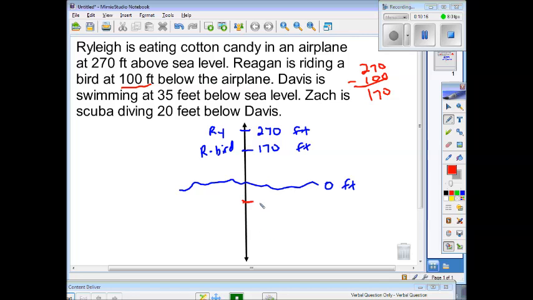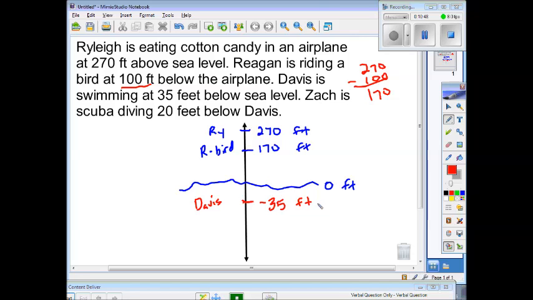Now, some people might say, Mr. Garrison, you just told us on Friday there is no negative distance. And is feet a type of distance? Sure it is. But you have to put negatives on a number line, right? I didn't say he was negative 35 feet. I said he was 35 feet below, which means negative on a number line. Does that make sense? Yes. Okay, so right here, this is where Davis is swimming. Davis is swimming at negative 35 feet.